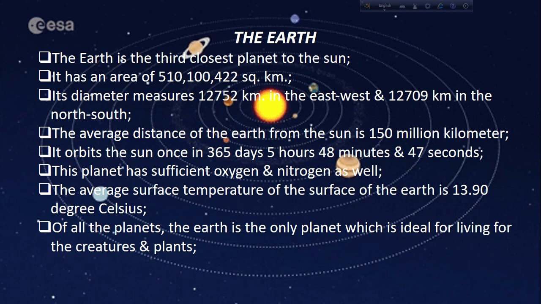This planet has sufficient oxygen and nitrogen as well. For this reason, we can live here and life is possible here. The average surface temperature of the Earth's surface is 13.90 degrees Celsius, and of all the planets, the Earth is the only planet which is ideal for living for the creatures and plants, and we can survive here.